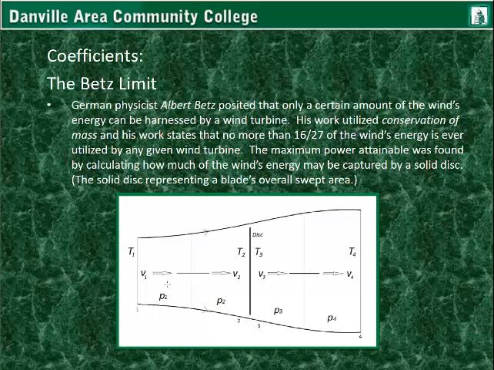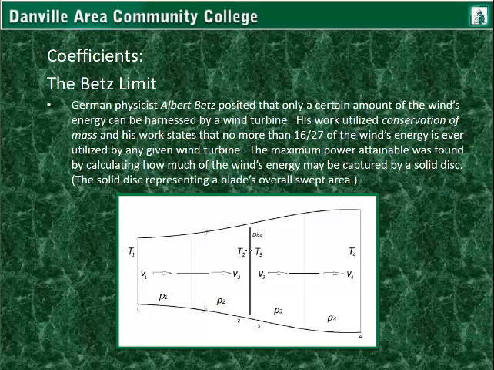As you can see in the diagram, velocity 1 is the incoming wind speed, and this would be looking at the rotor from a profile view. So the wind speed comes in at velocity 1, whatever that may be, and it slows down to velocity 2 as it comes into contact with the disk.